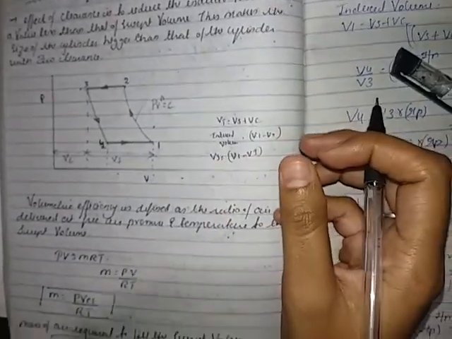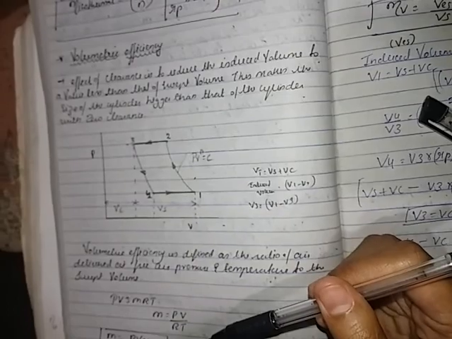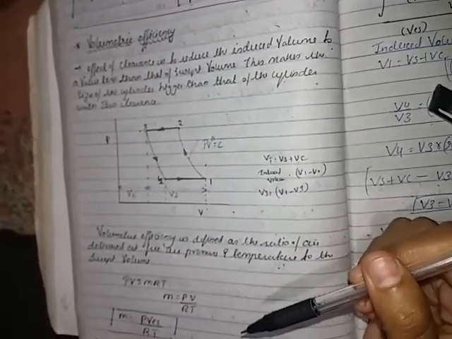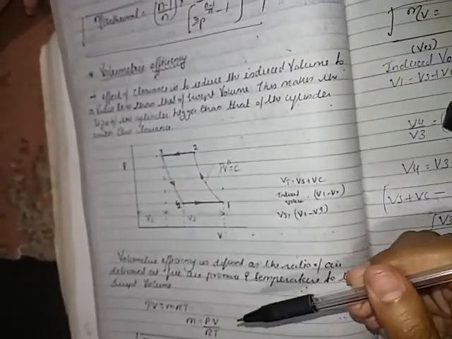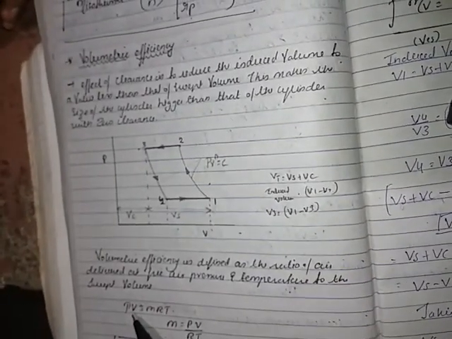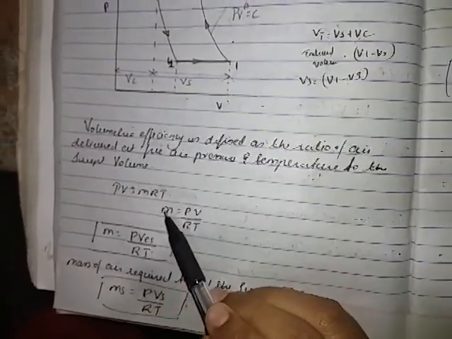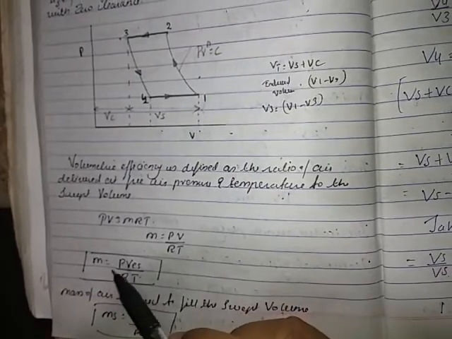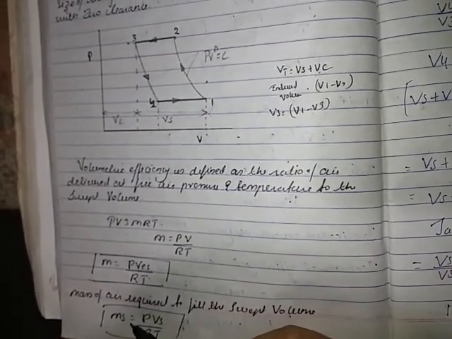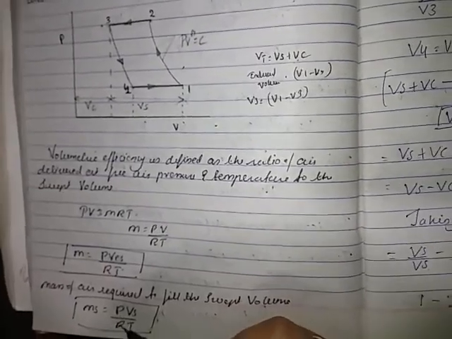Now see, what is the volumetric efficiency? Volumetric efficiency is defined as the ratio of air delivered at free pressure and temperature to the swept volume. Now see, what is the general gas equation? From the general gas equation you can write that PV is equal to mRT. So m is equal to PV upon RT. If I want to consider the effective swept volume, so m will be PVeff upon RT. If I am considering the mass for swept volume only, so ms will be PVs upon RT.